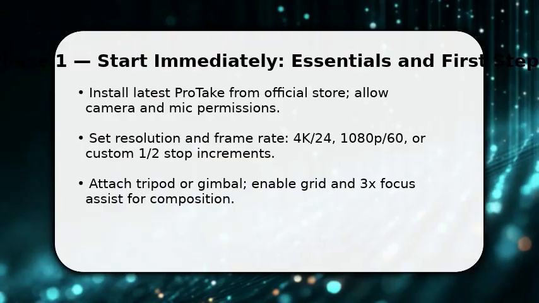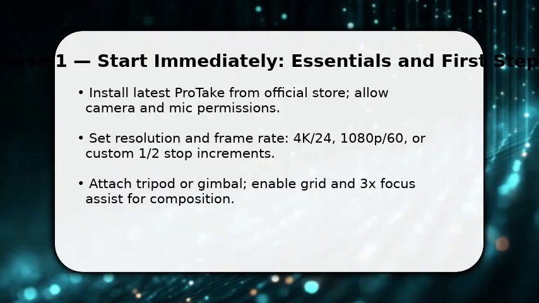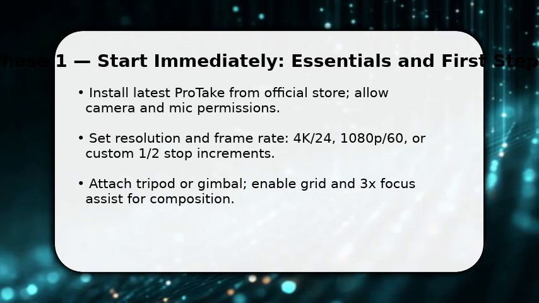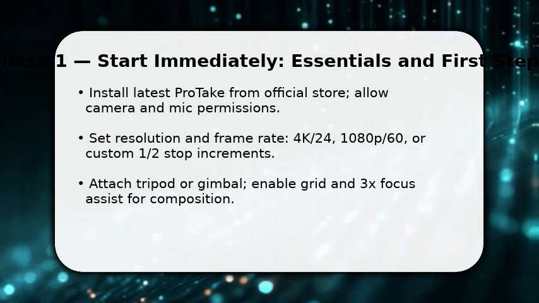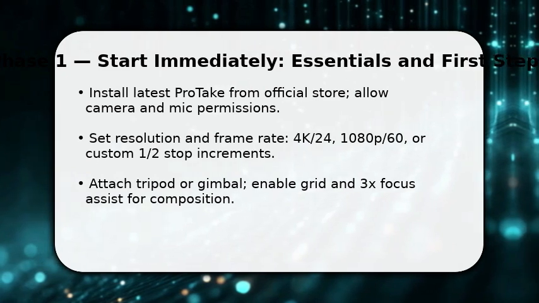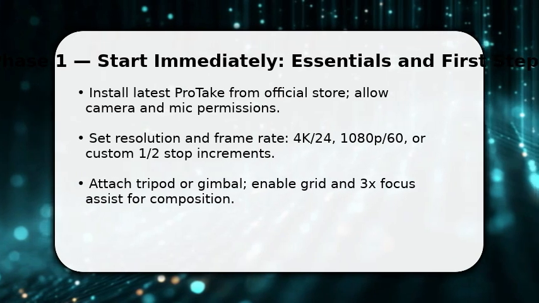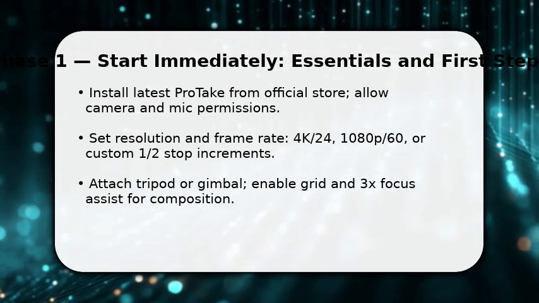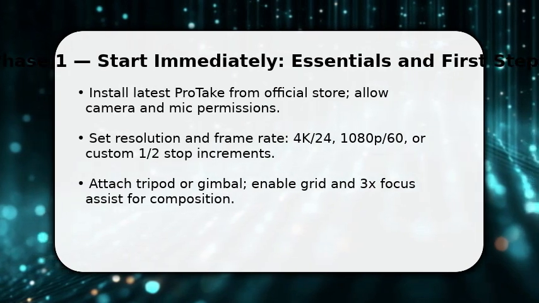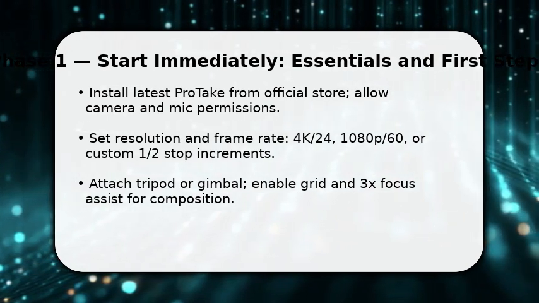Enjoy the video. You start by opening Protake and granting camera and microphone access so the app can control exposure and record sound. Once done, choose your recording preset. Resolution and frame rate matter for delivery, so pick 4K/24 for cinematic or 1080p/60 for smooth motion.